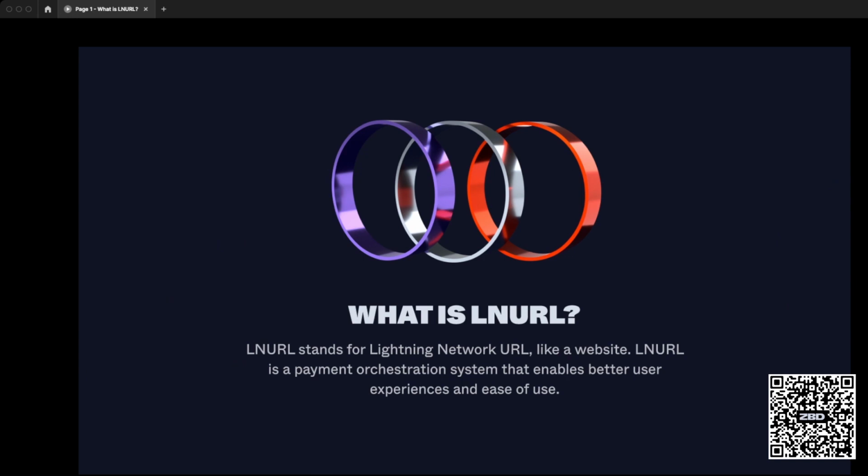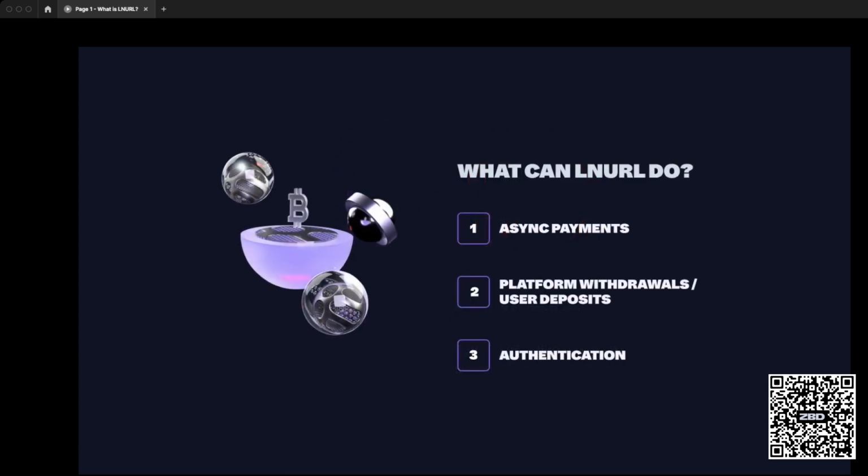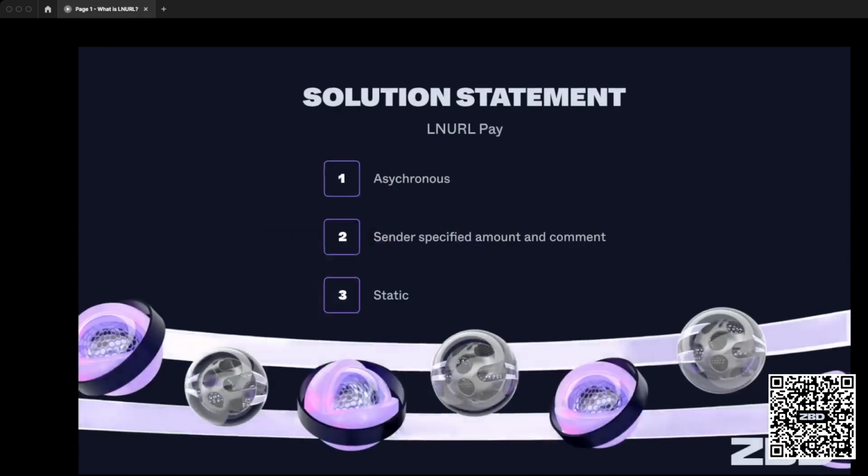So what is LNURL? LNURL stands for Lightning Network URL, like a website. LNURL is a payment orchestration system that enables better user experience and ease of use. What can LNURL do? Well, it can enable asynchronous Lightning payments. It can allow for platform withdrawals and user deposits, and it can allow for authentication.